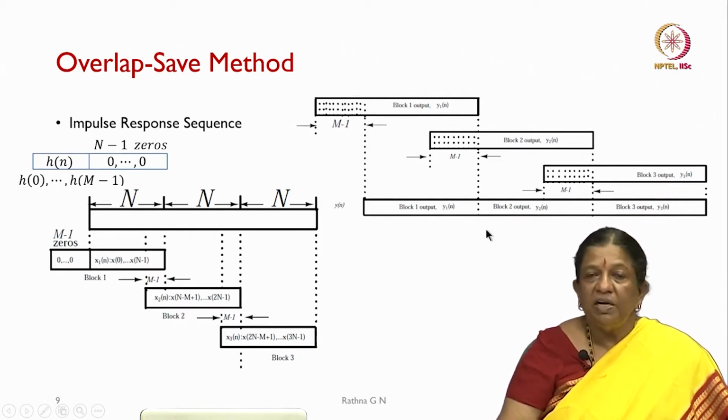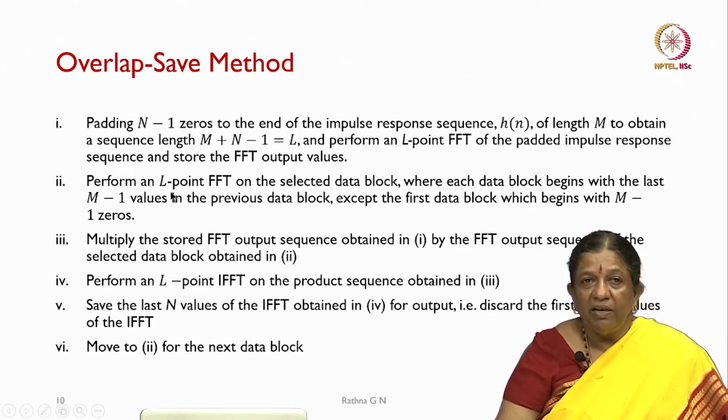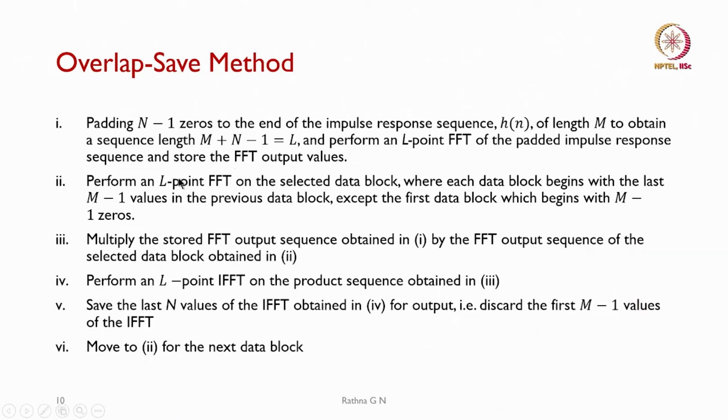So, you would be wondering how this is going to work. We will take the same example and run the case in a while. Okay. So, what is the procedure for it? For the overlap save method, I have to pad the same as overlap add, padding N minus 1 zeros to our M-length impulse response sequence to make it length L.